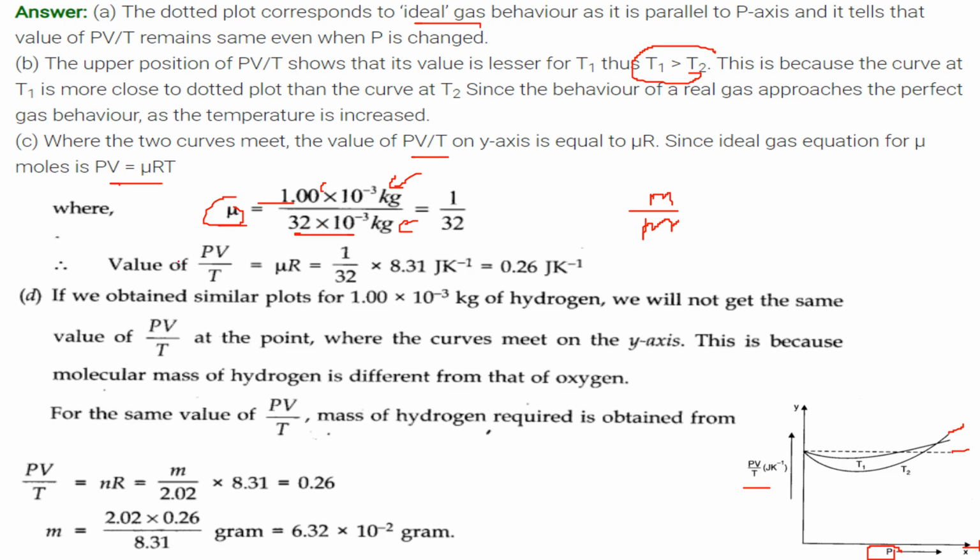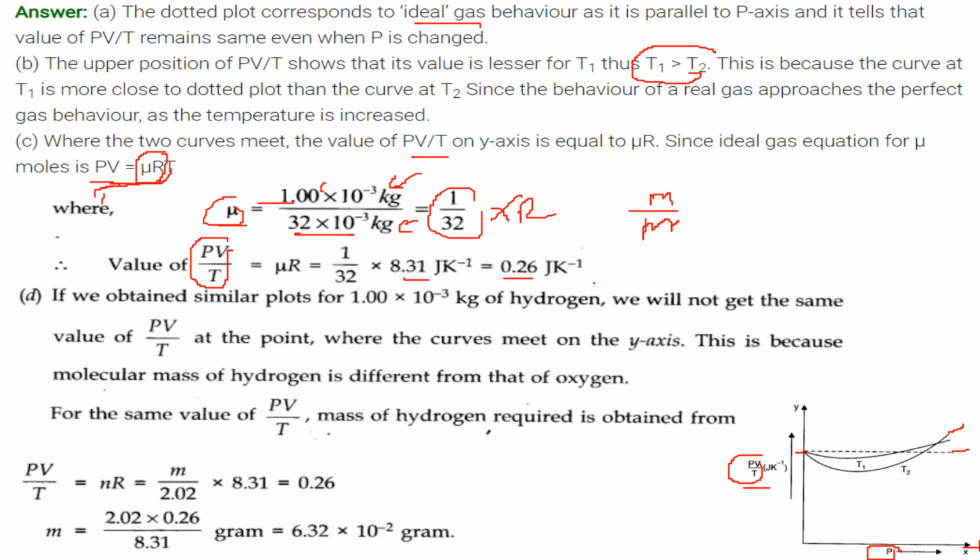Now, if we want to find out PV by T, because we have to find out PV by T, to take PV by T means you have to take T in the denominator, so we have to find mu into R. Multiply this with R. So this 1 by 32 multiplied by 8.31, you get 0.26. So the value where it cuts the y-axis is 0.26 joule per Kelvin.